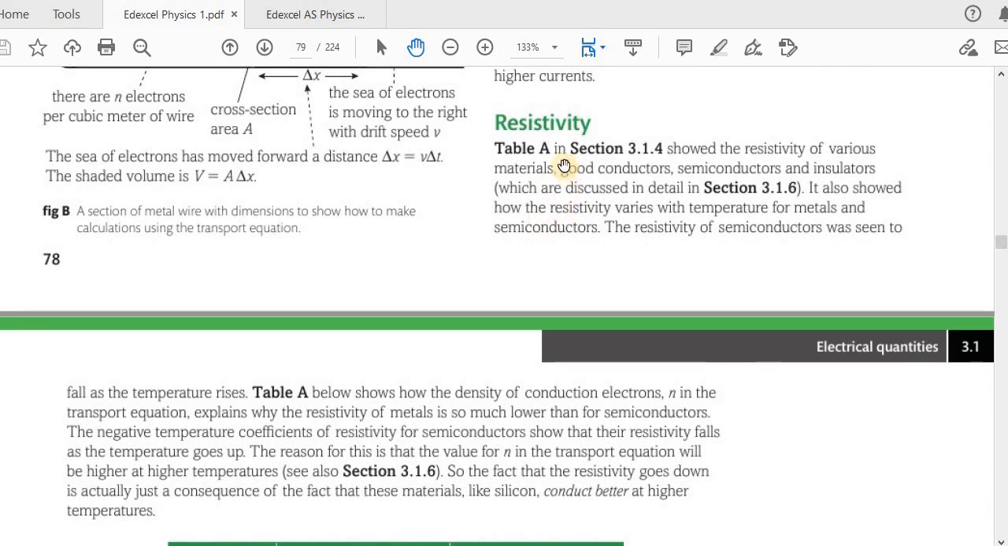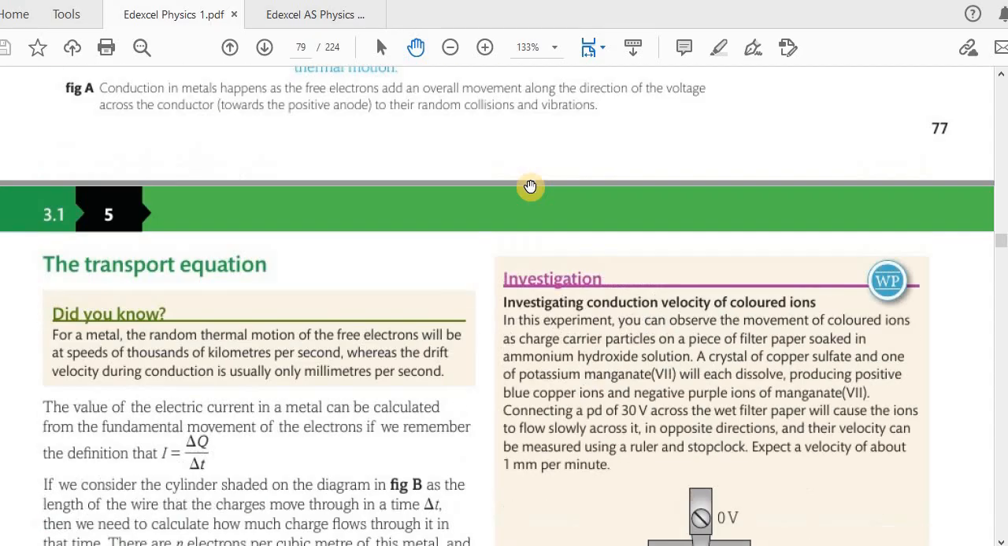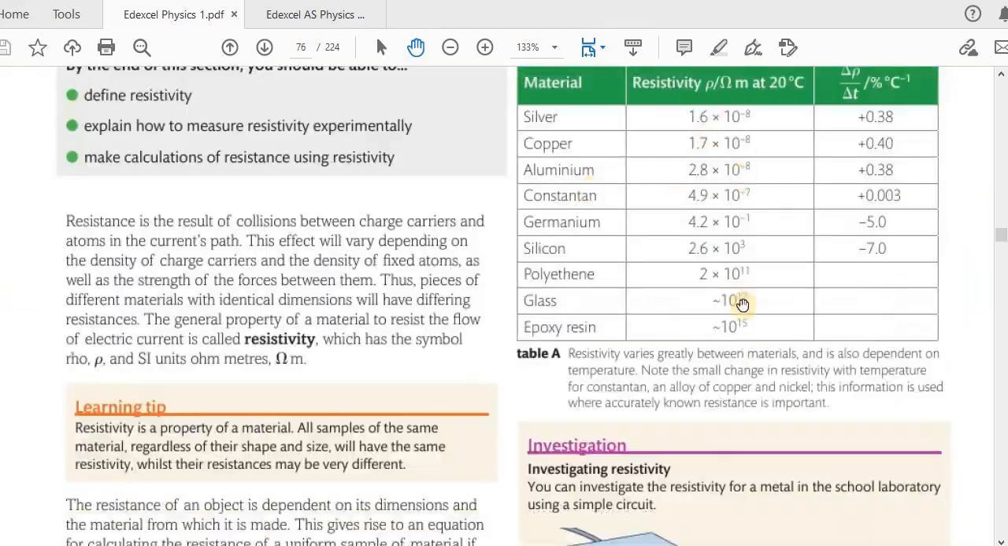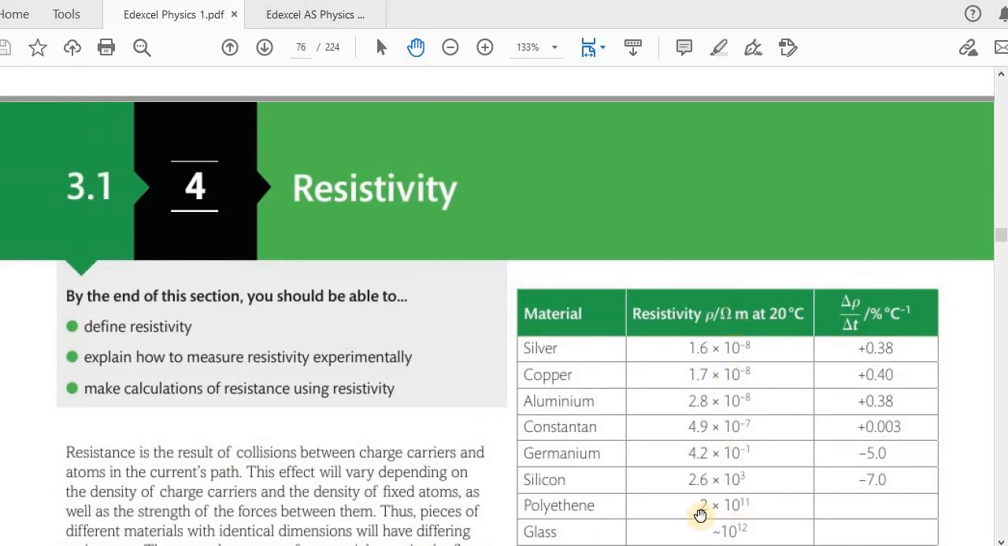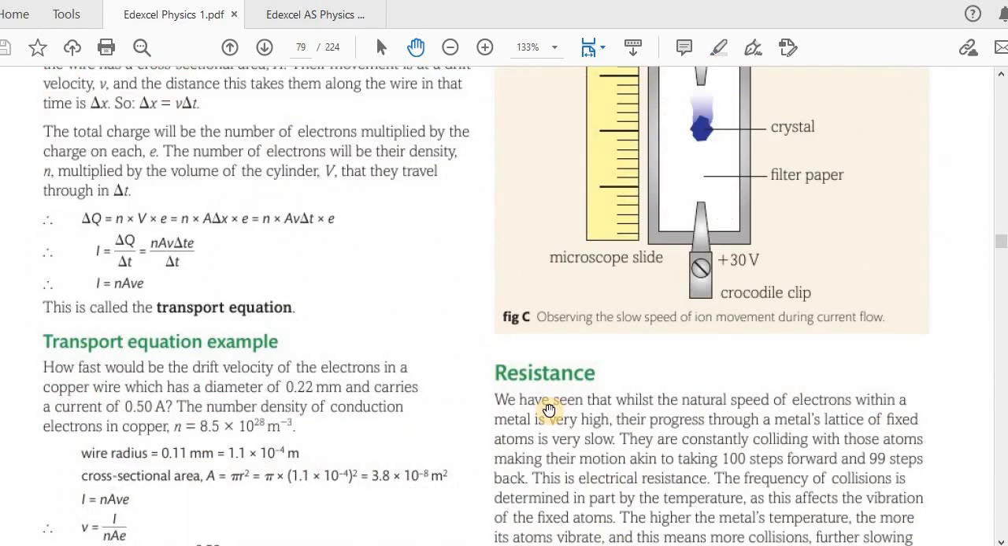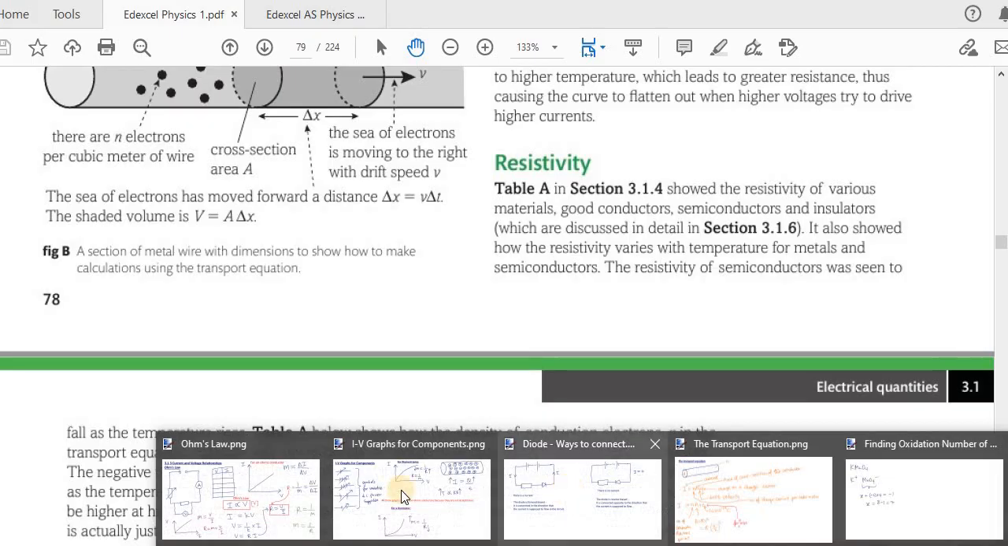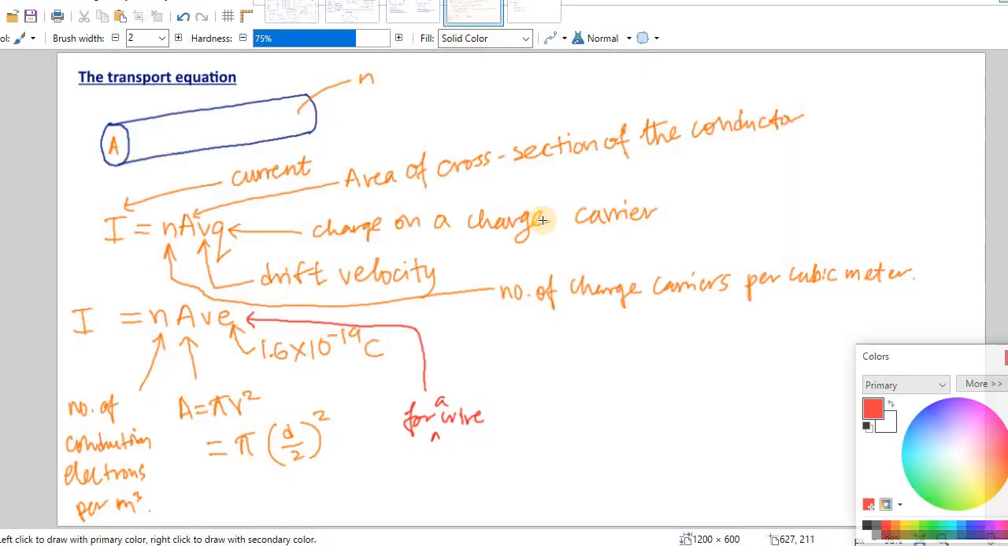Then resistivity. Table A in section 3.1.4 showed the resistivities of various materials. In the previous chapter, if I scroll up there quickly, you can see the resistivities of different materials. Okay, see here. Similarly, N is also different for different materials. So we will see that N is the number density or number of charge carriers per cubic meter. Okay, I will write it in short also. The number of charge carriers per cubic meter, that is the number density.